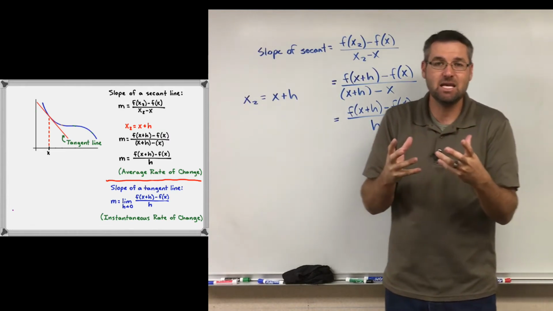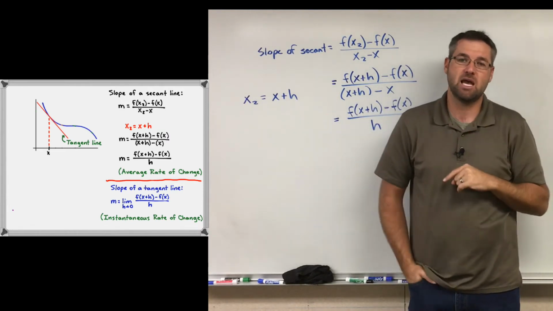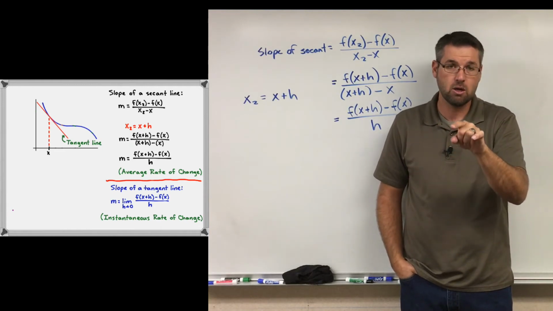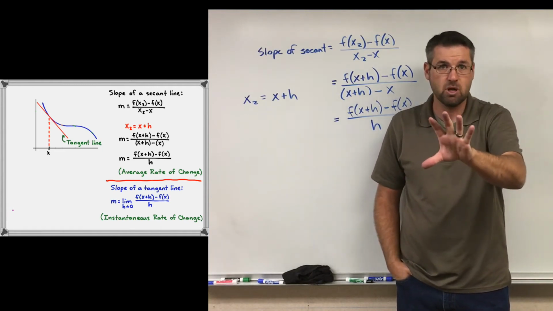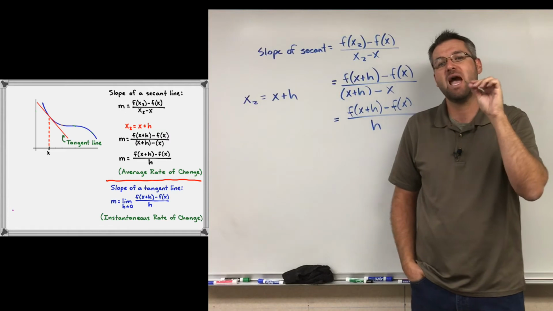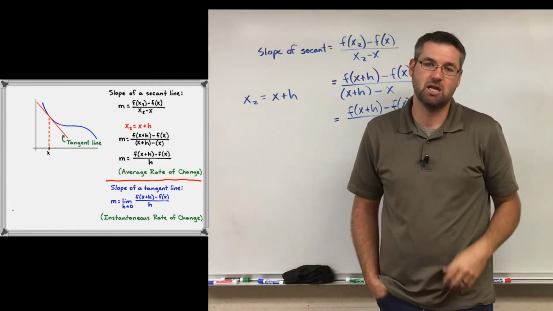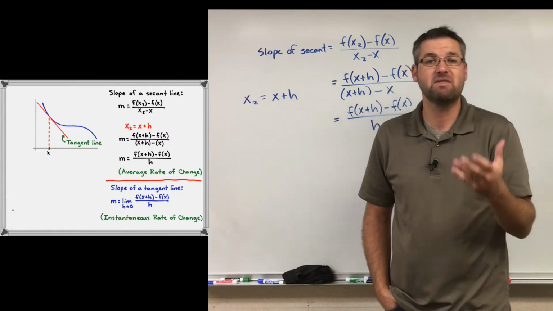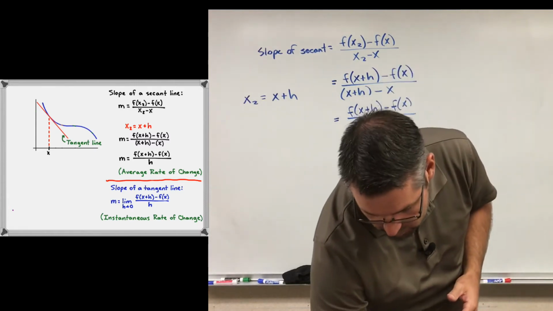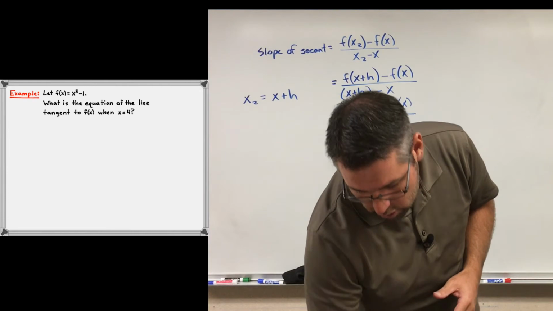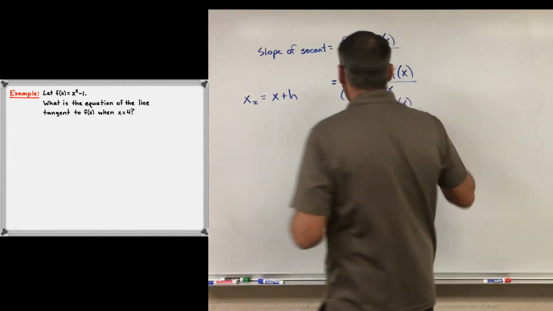The instantaneous rate is what your speedometer says on your dashboard. That tells you how fast you're going at the specific moment. That is your instantaneous rate of change, also known as the slope of the tangent line. Now, with that said, let's take a look at an example of this.